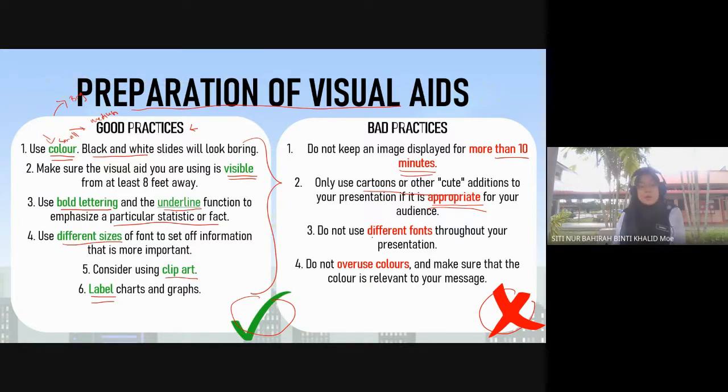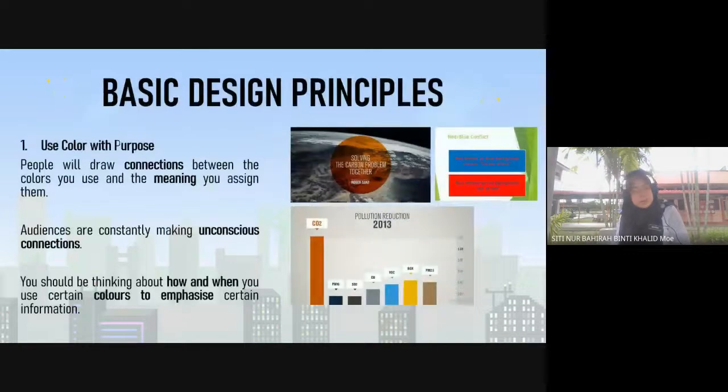And then number three, do not use different fonts throughout your presentation. So stick to one font. That way, it will look a lot more clear and a lot more neat. And number four, do not overuse colors. So for example, in the previous video we watched, the presenter said you should use two primary colors and one secondary color. So a total of three colors. Do not use more than three colors. Okay. So you decide what kind of colors you want to use and stick to those colors throughout your entire presentation. Okay. Now let's look at basic design principles.